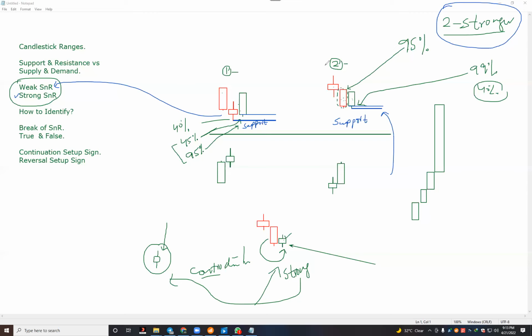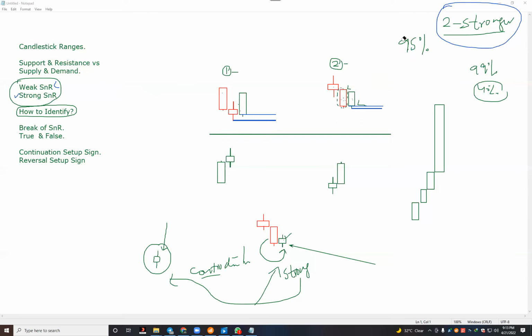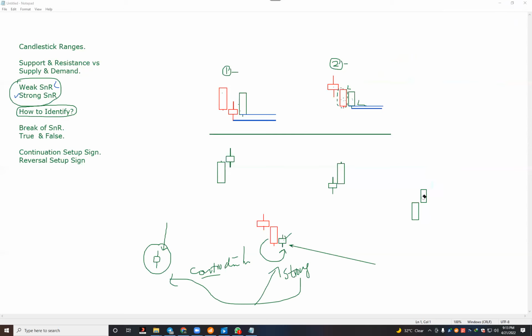I'm saving this picture and moving on. So you are able to identify which support is strong and which support is weak. Now keep this information and we are moving on to something new. This topic is still not over. Now the main thing I'm going to talk about.